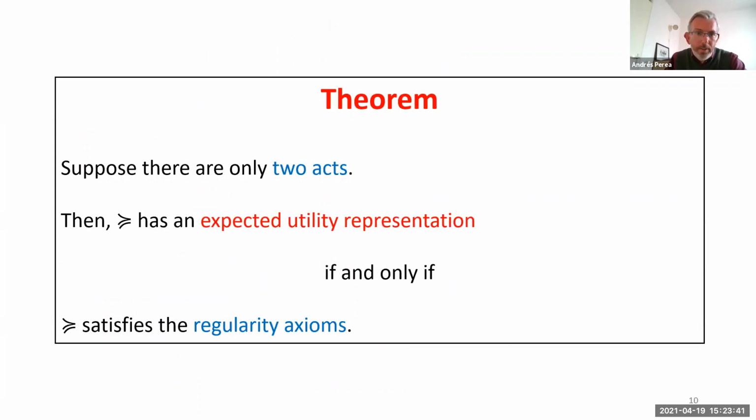Okay, and then here's the theorem. It says that if you only have two acts, then the conditional preference relation has an expected utility representation if and only if it satisfies these 5 regularity axioms: continuity, transitivity, completeness, preservation of indifference, and preservation of strict preference.